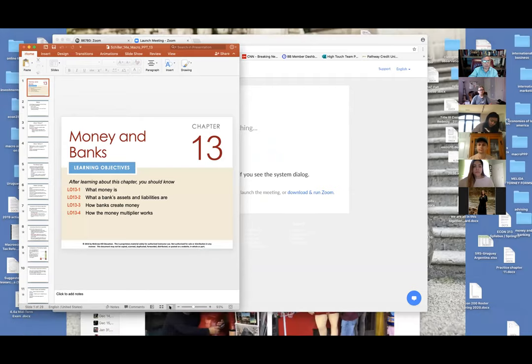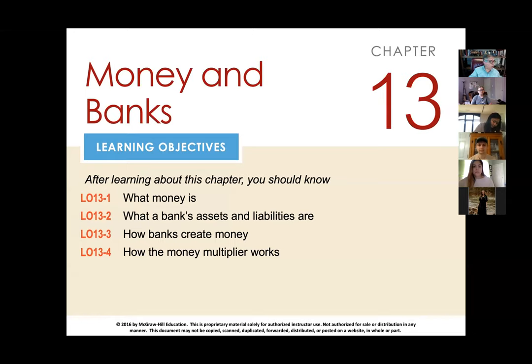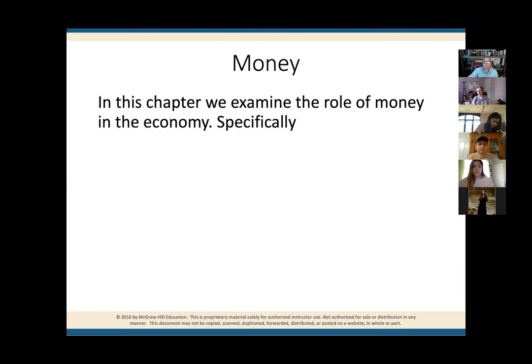We're going to begin to try to understand how money actually functions in the economy. We're going to try to understand the role that banks play in the economy, how banks interlink with the government to try to control the amount of money in the economy, how banks actually create money, and then how money actually multiplies in the economy, okay? So specifically, we're going to try to understand what is the role that money plays in the economy.